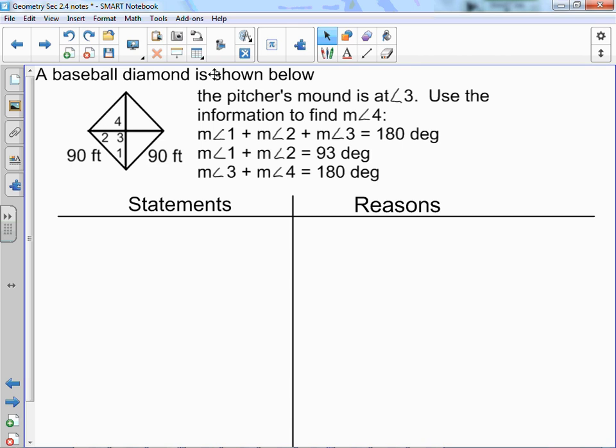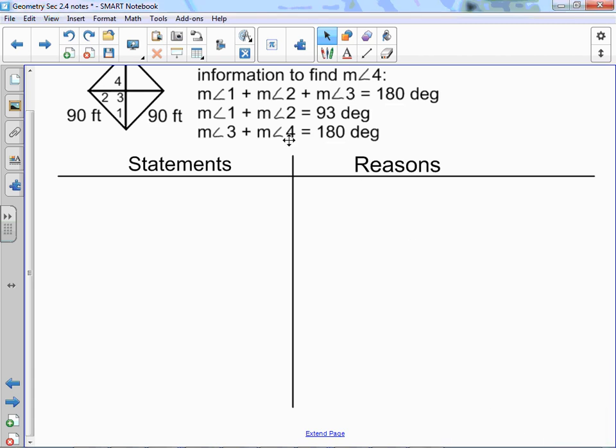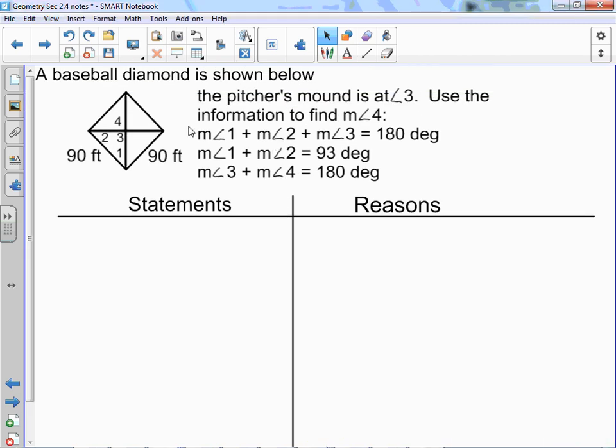All right, so a baseball diamond is shown below. So we have a diamond here. The pitcher's mound is at angle 3. Use the information to find the measure of angle 4. All right, so it does give us a lot of extra information here.